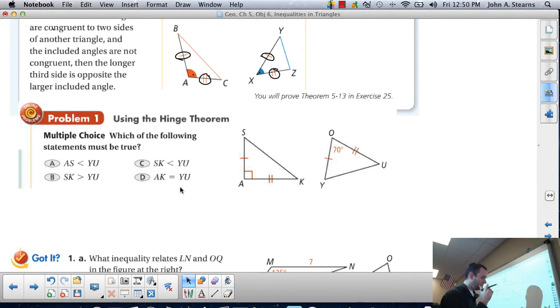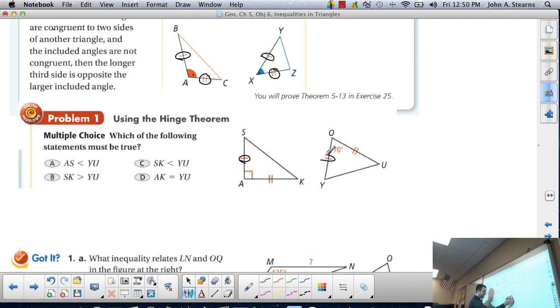Okay, we've got an exact replica of the hinge theorem that's shown up above. We have two pairs of congruent sides, which are necessary. There's one pair, here's two pairs of congruent sides. Okay. Now the included angle here, this is a 90-degree included angle, and this is a 70-degree included angle.